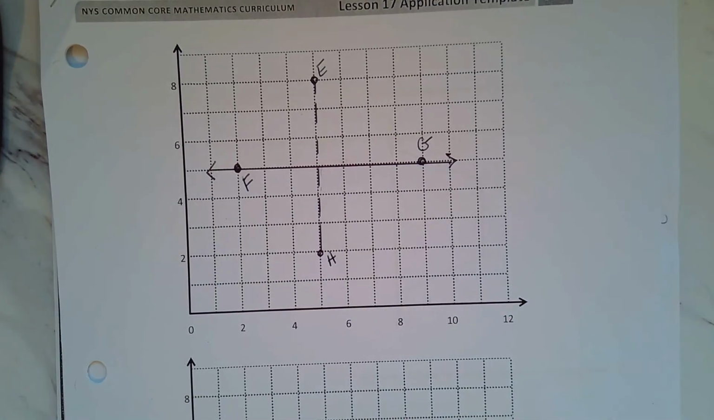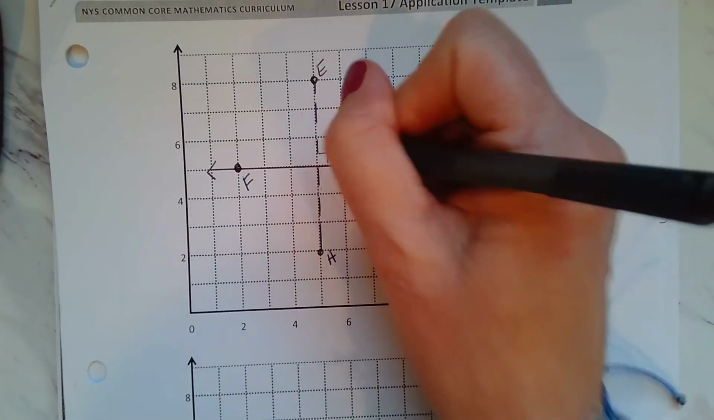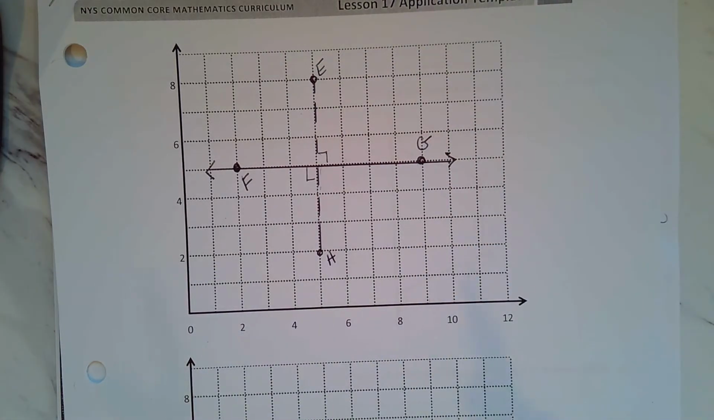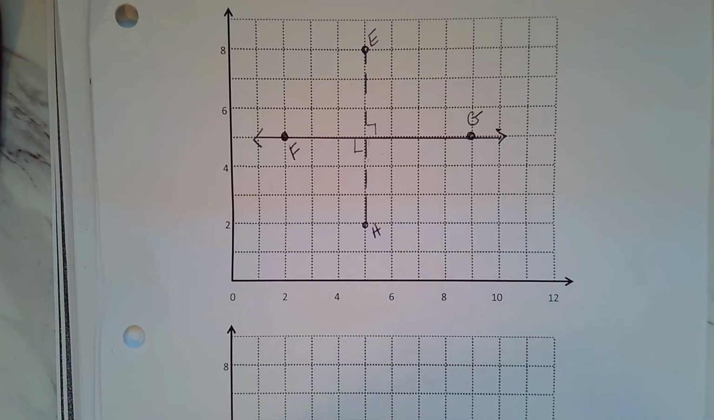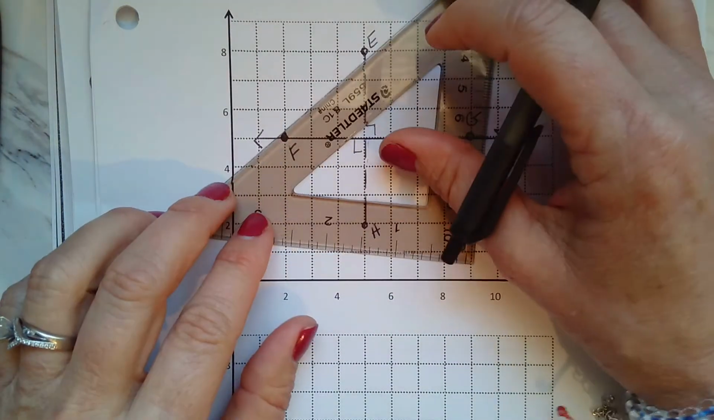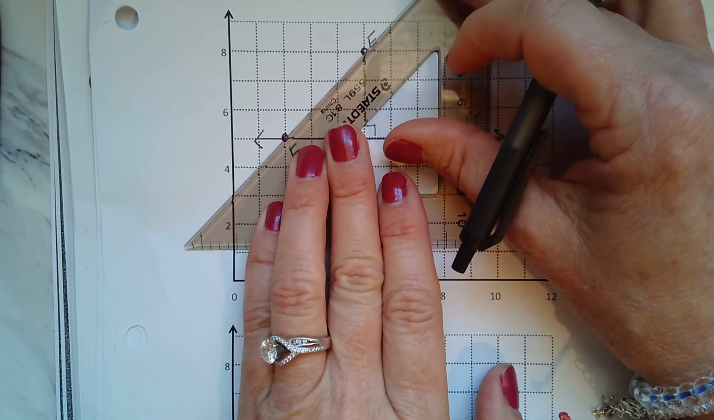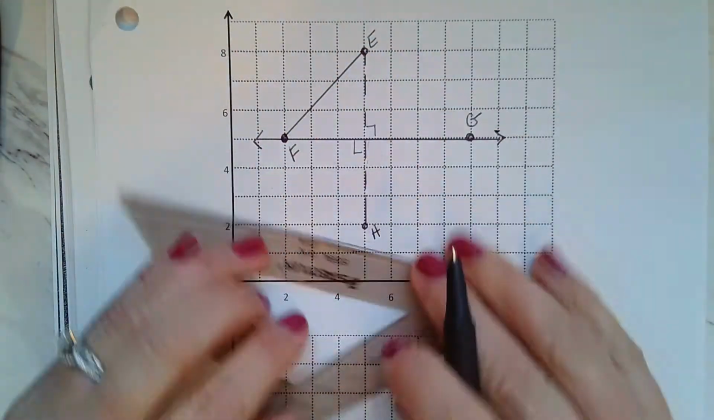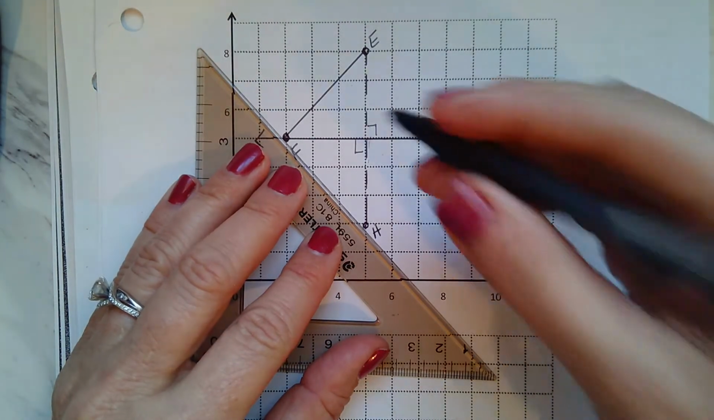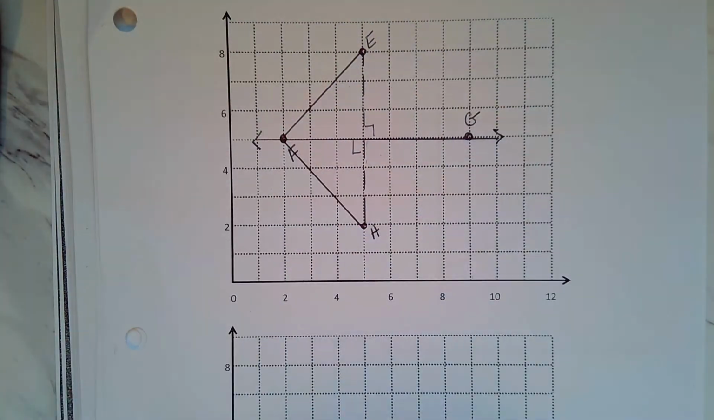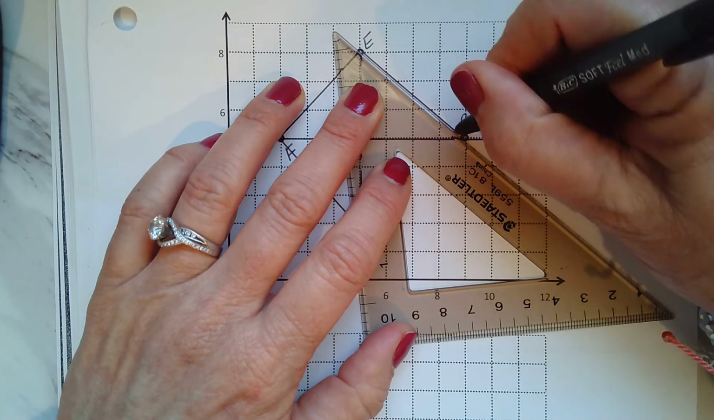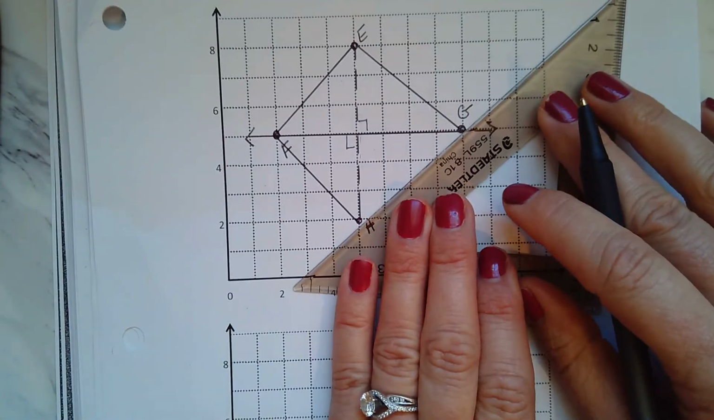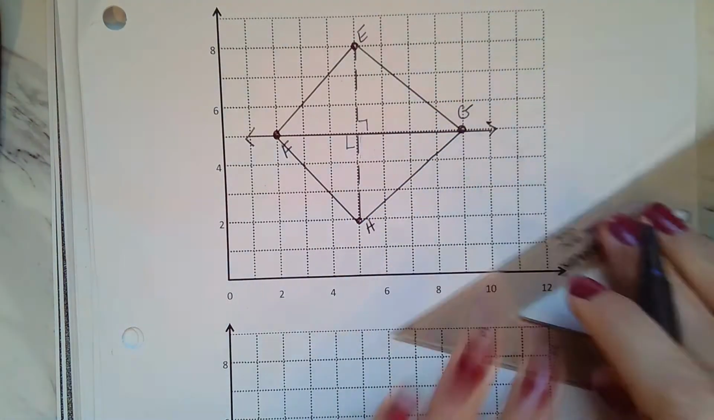All right. Now we have a perpendicular line, we know because we used our set square, and we measured, we counted the units. So if we decided to fold this paper, they would fold up on each other. They would be symmetrical. Now let's connect line EF and FH. All right. Now we can also connect EG and HG.